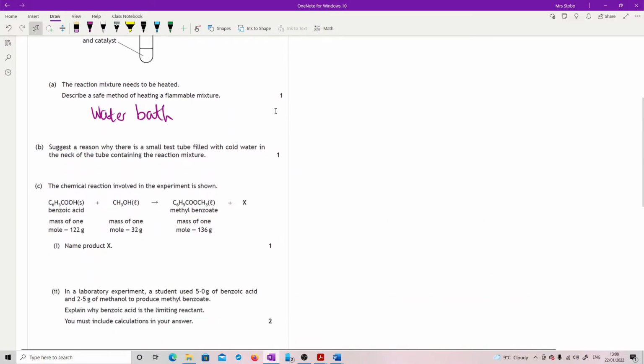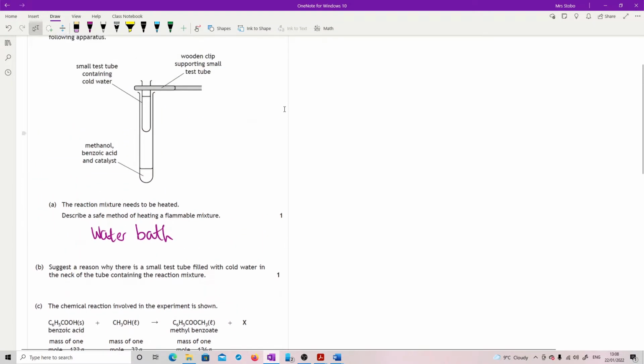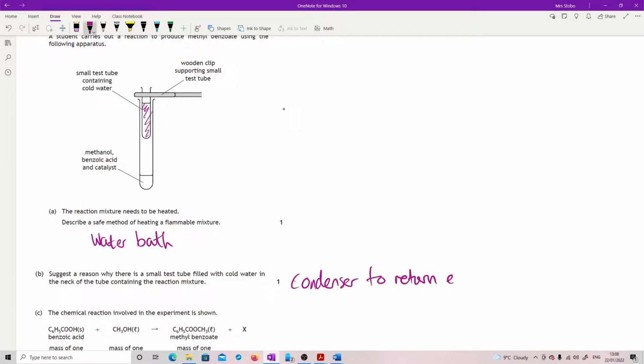Okay. Suggest a reason why there is a small test tube filled with cold water at the neck of the tube containing the reaction mix. Let me back up to the wee picture here, this bit here. And this is a condenser. Condenser to return evaporated reactants to the mixture.